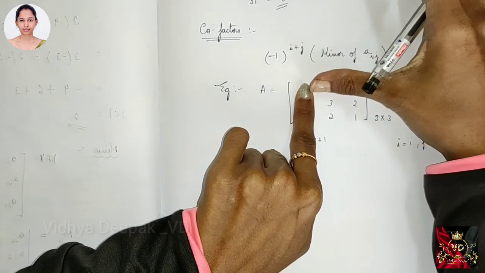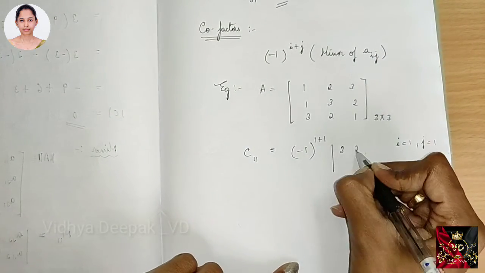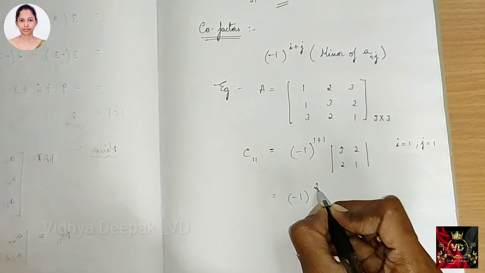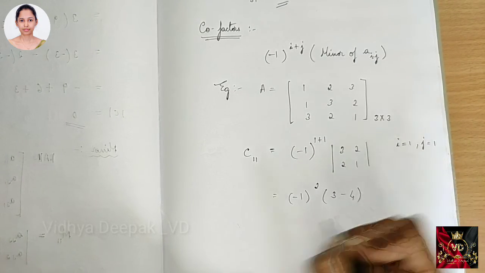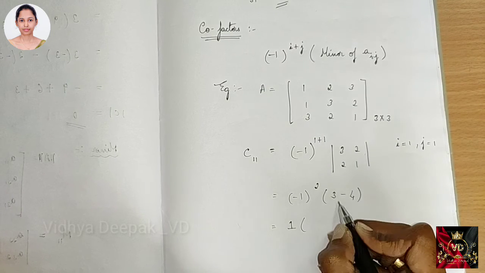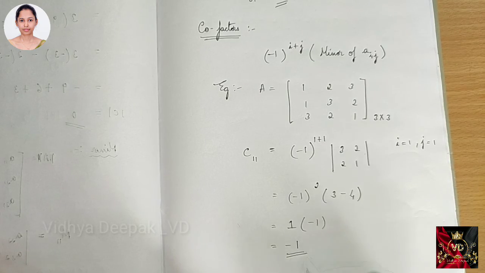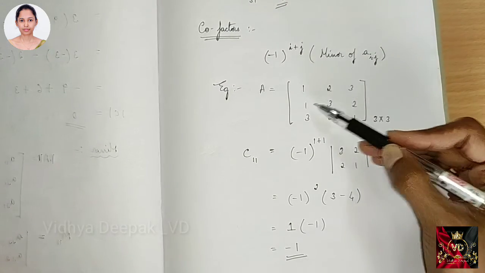That means we have to delete these two. We are left out with 3, 2, 2, 1. So determinant of 3, 2, 2, 1. We have minus 1 to the power of 2 into 3 1s are 3 minus 2 2s are 4. This is minus 1 square is nothing but plus 1 into 3 minus 4 is minus 1. This becomes minus 1. So likewise we can find the cofactors for each term.